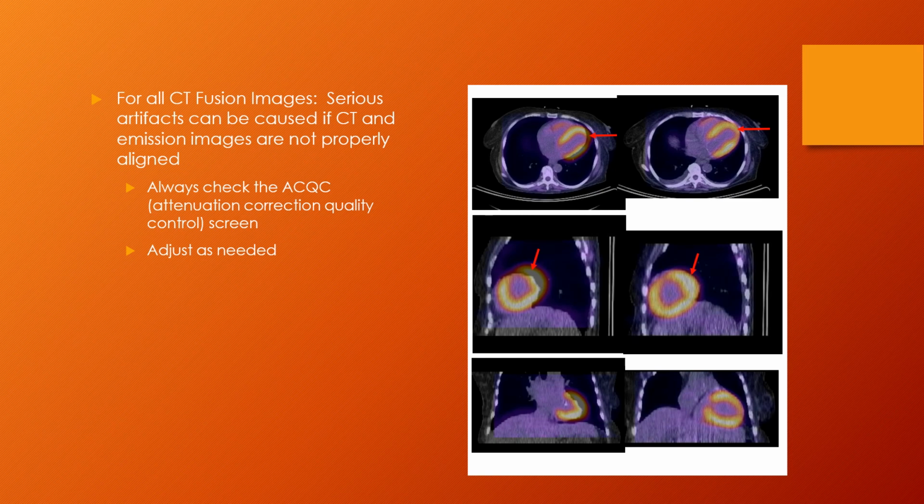So on this left column, you see a misalignment where the arrow is pointing. It's outside of the myocardium on the CT. You see it especially prevalent in this coronal view. And then the corrected images are in the right column, where you see that now it is correlating and lined up with the myocardium perfectly.